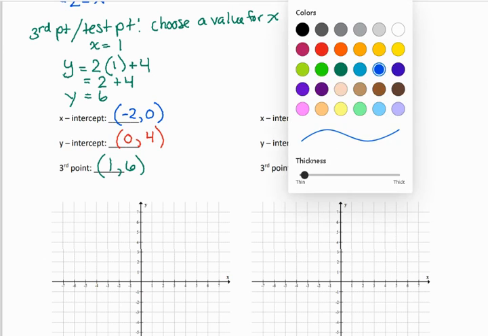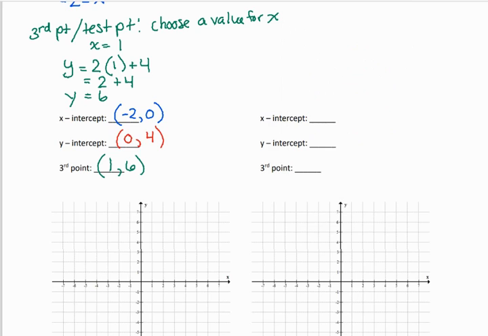I'll use purple. So our x-intercept is (-2, 0). Remember, that's on my x-axis, (-2, 0). Here's that. The y-intercept is (0, 4).